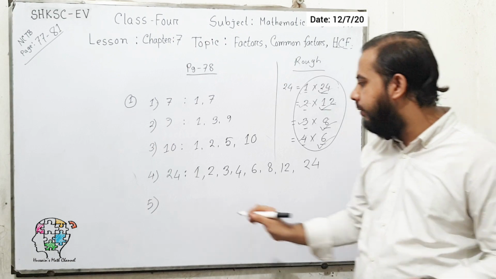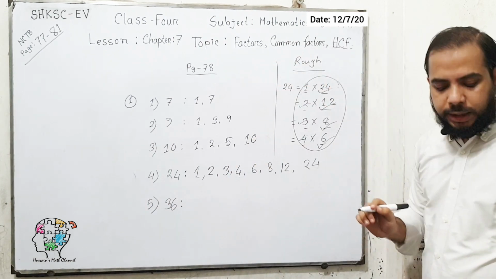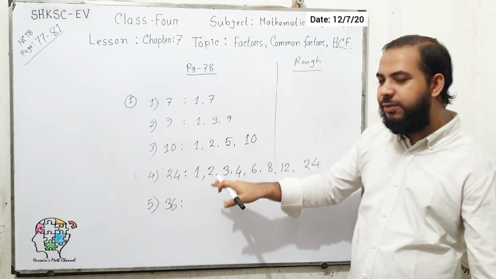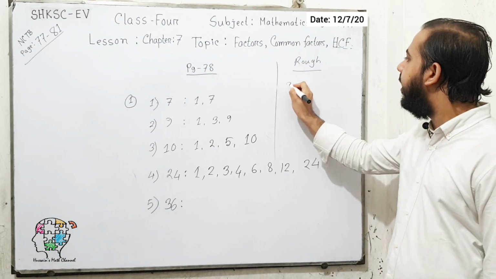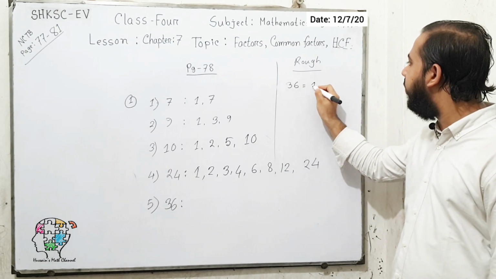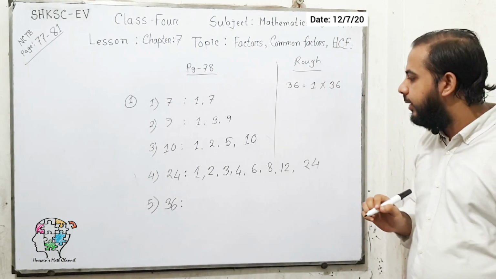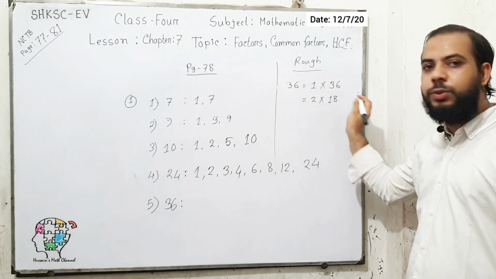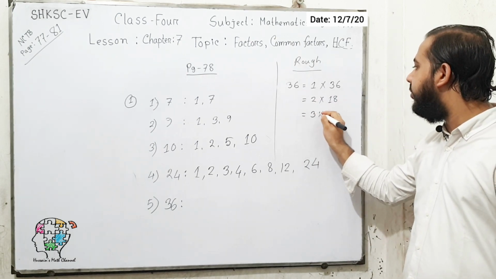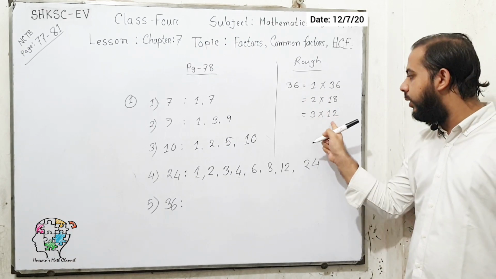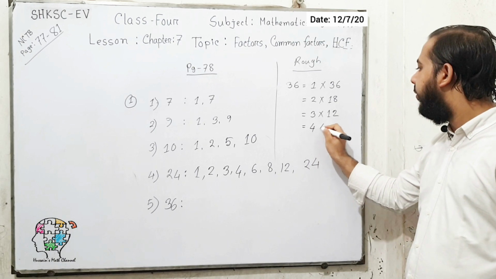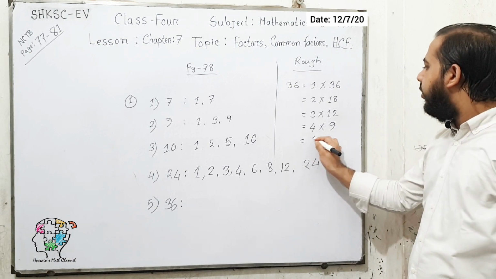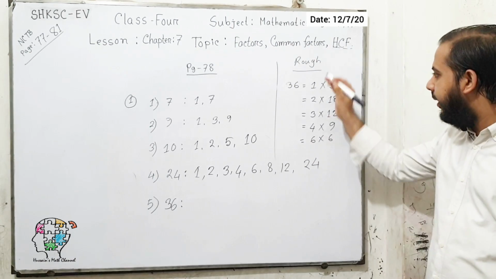Now another question, question number 5. Find the factors of 36. Can you find it? You try first. Pause the video and then try. If you cannot do it, I am here to solve. At first you can write 1 times 36, so these 2 are factors. Then 2 times 18, these 2 are also factors of 36. Now 3 times 12, 3 twelves are 36. 4 times 9 is also 36. And 6 times 6 is also 36. So I think these are all.